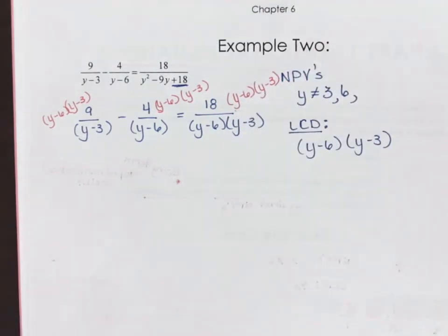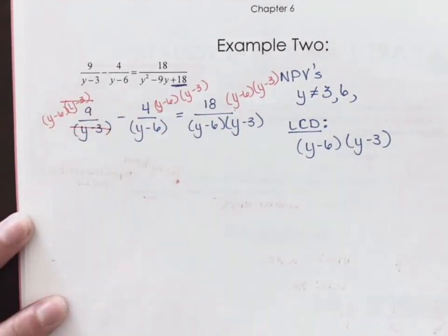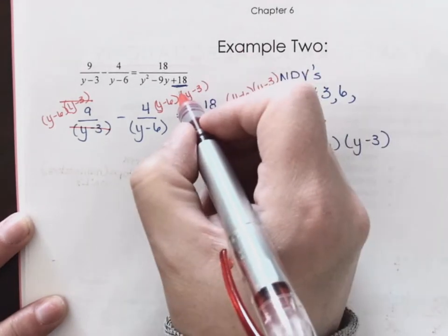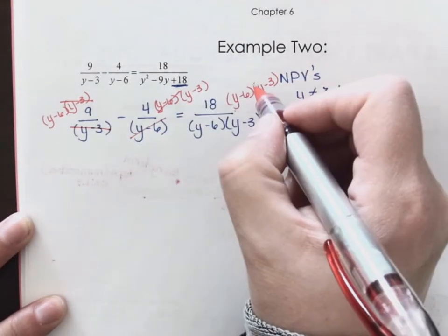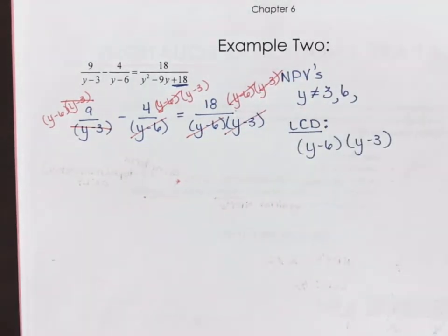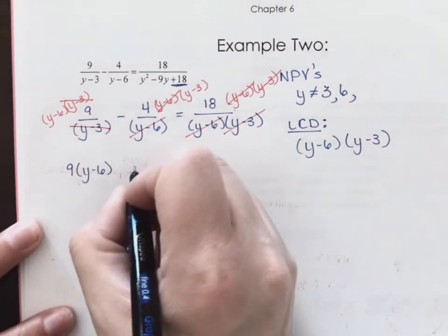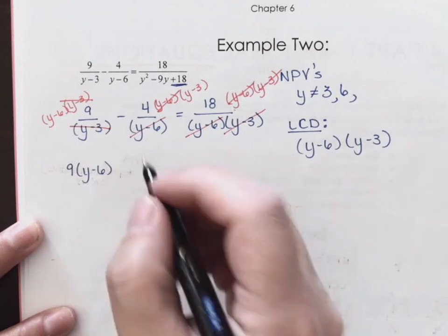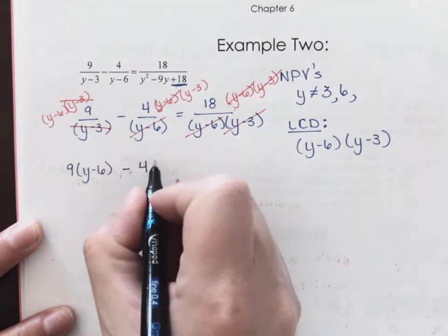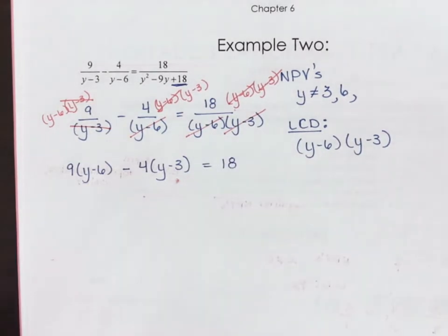All right, so here's the thing. This is why I didn't want you to multiply it through, because it's so much easier just to cancel out the factors right now. So y minus 3 gets canceled off the top and the bottom. y minus 6 gets canceled off the top and the bottom. y minus 6 gets canceled off both, and y minus 3 gets canceled off both. So what I'm left with is 9 times y minus 6. And the denominator's gone now because we canceled it out. And then we have minus 4 times y minus 3 equals 18.